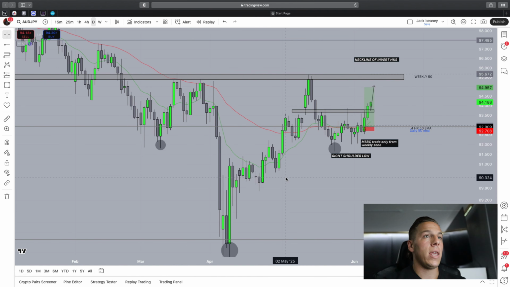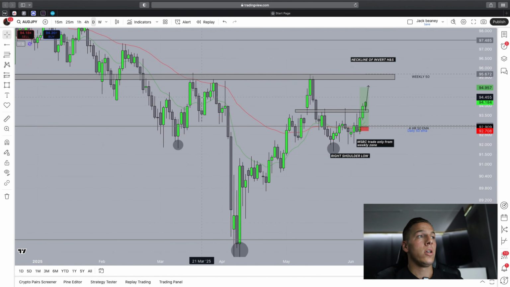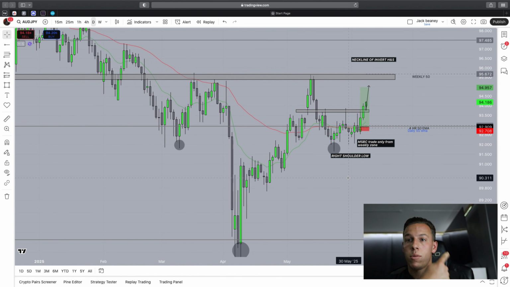So this setup here is called an MSB, market structure breakout. So we're trying to find the market structure first of all, and then we're after the breakout of the structure, where you can see price is going to move in the direction that the structure is telling us. So what we've got going on here is an inverted head and shoulders. You can see we've got left shoulder, head, right shoulder. That's why it's called an inverted head and shoulders, because it's upside down. If it was the other way, it would just be a head and shoulders.